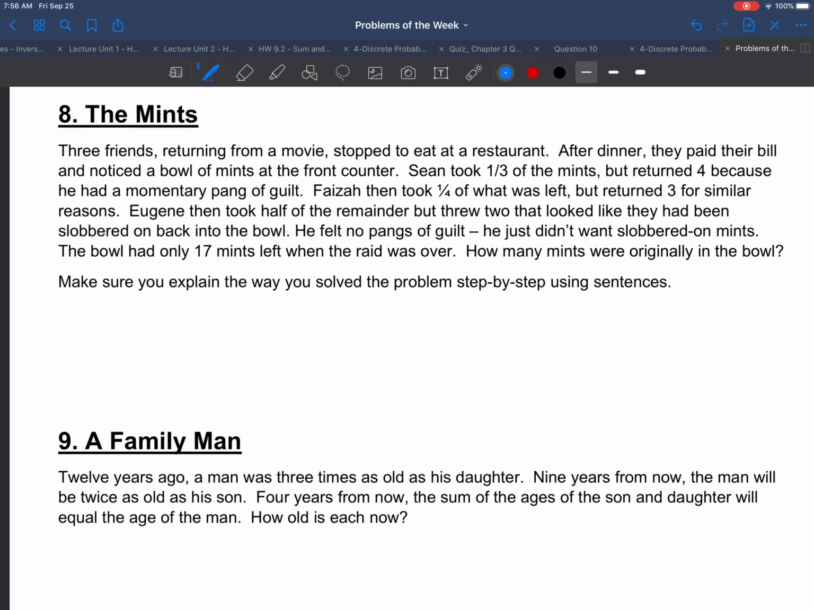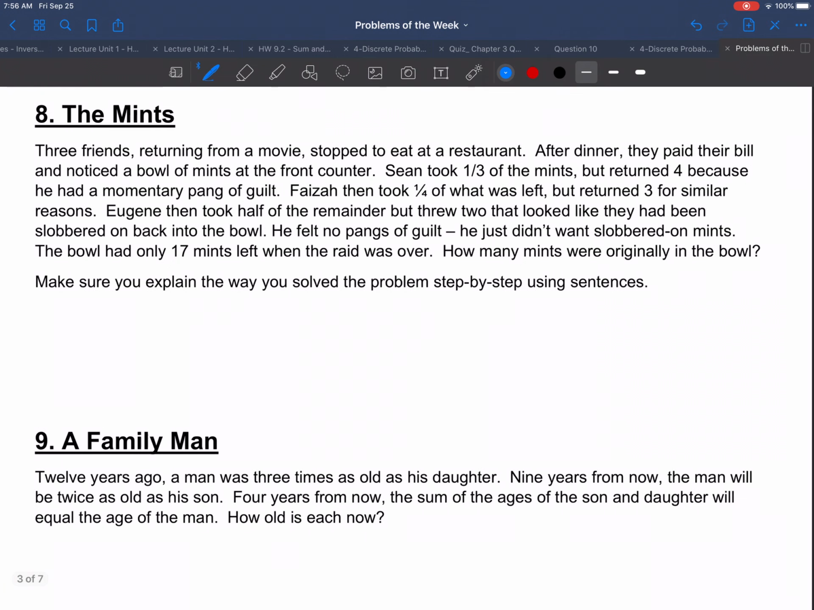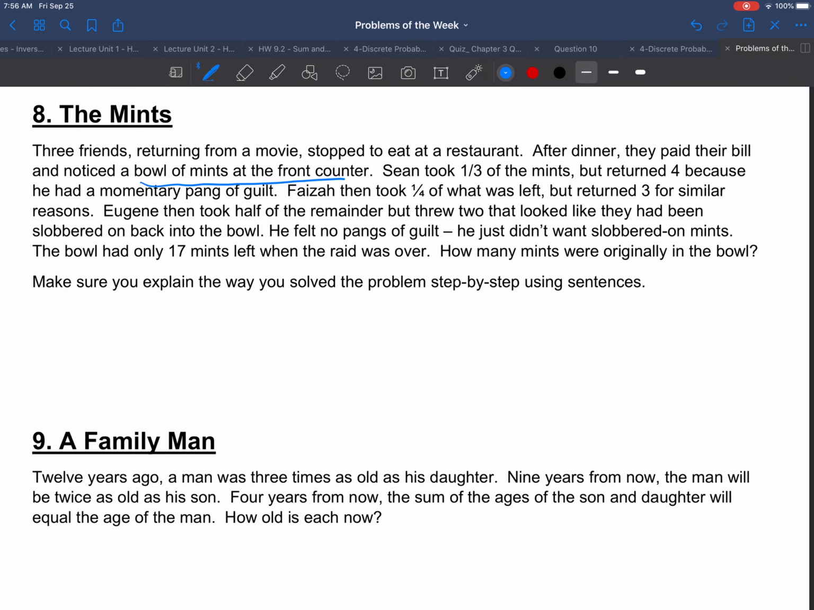So basically, it's three friends returning from a movie. After dinner, they paid the bill, bowl of mints. Sean took 1/3 of the mints but returned 4 because he felt bad. And so on. How many mints were originally in the bowl? So I would just guess. I would go, okay, the bowl started, I don't know, maybe 100 mints. I'm just going to totally take a guess.